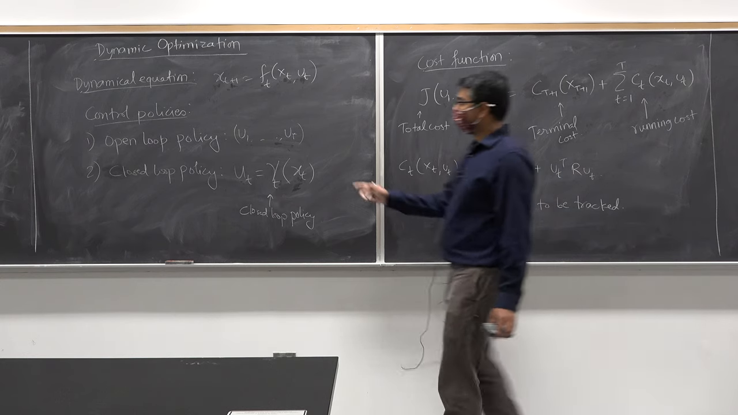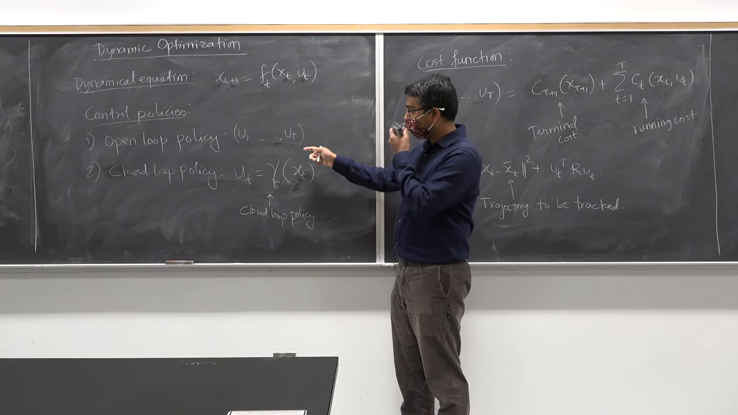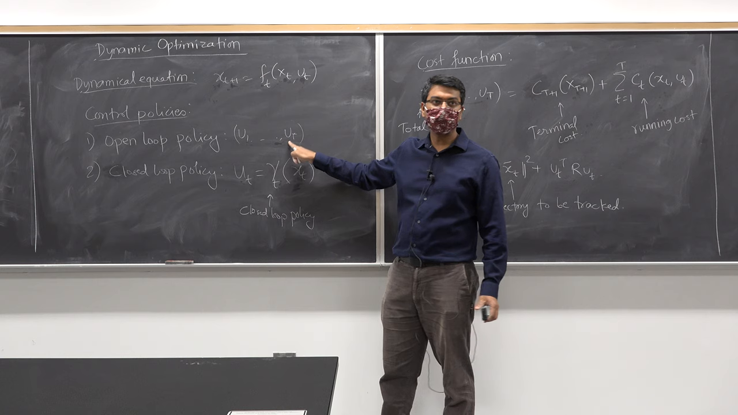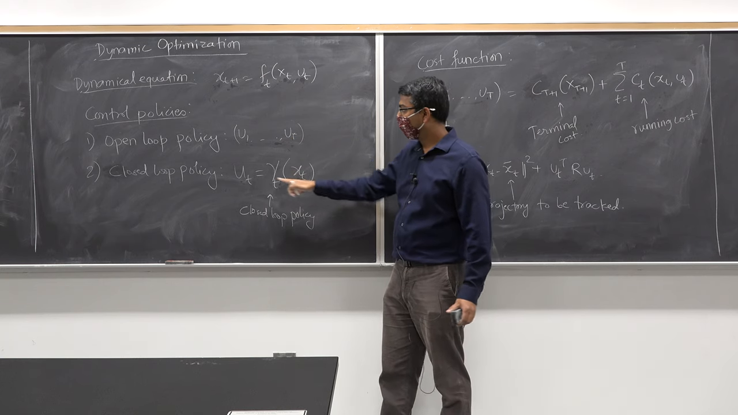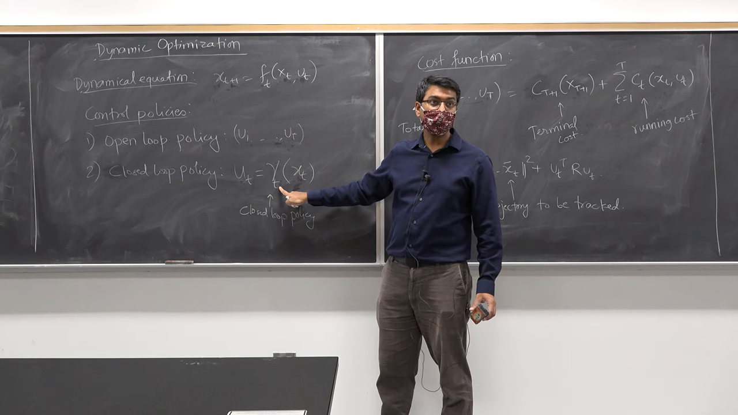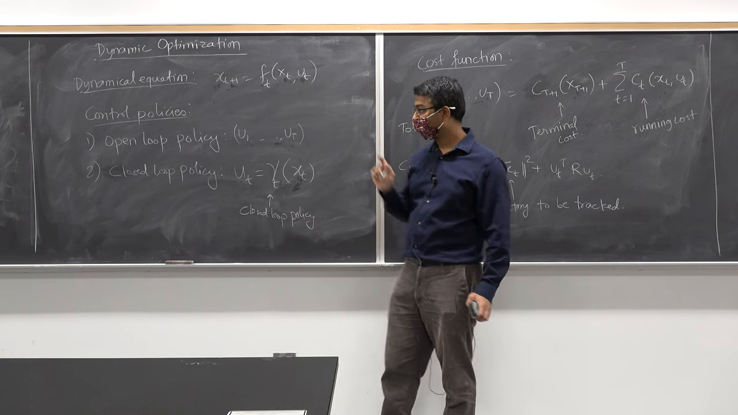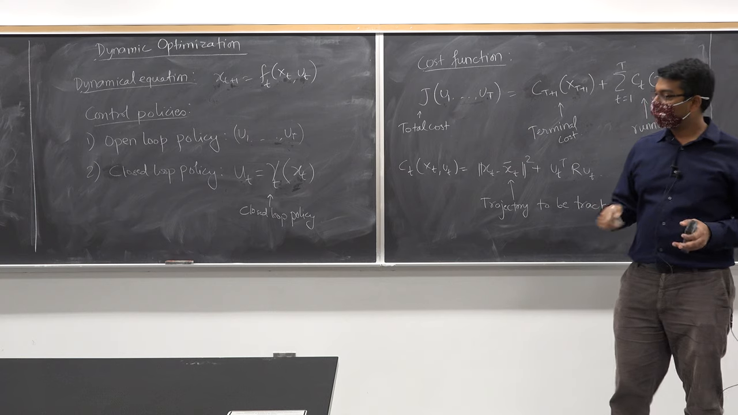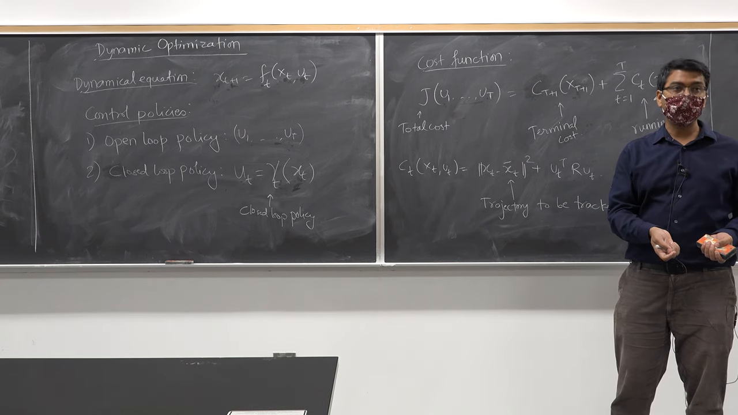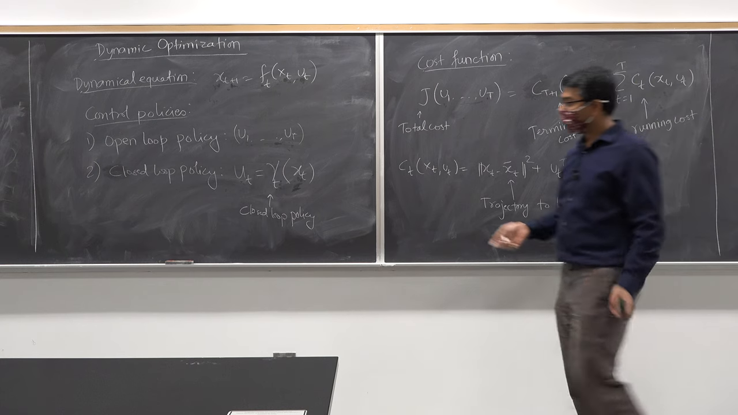Right. So there are a few problems. The first thing is, in open loop policy, you just have to compute a sequence of actions. So it's much easier to compute that in comparison to computing a closed loop policy, where I have to come up with functions. And the more important problem is, even if you come up with functions, how are you going to store them in the computer?